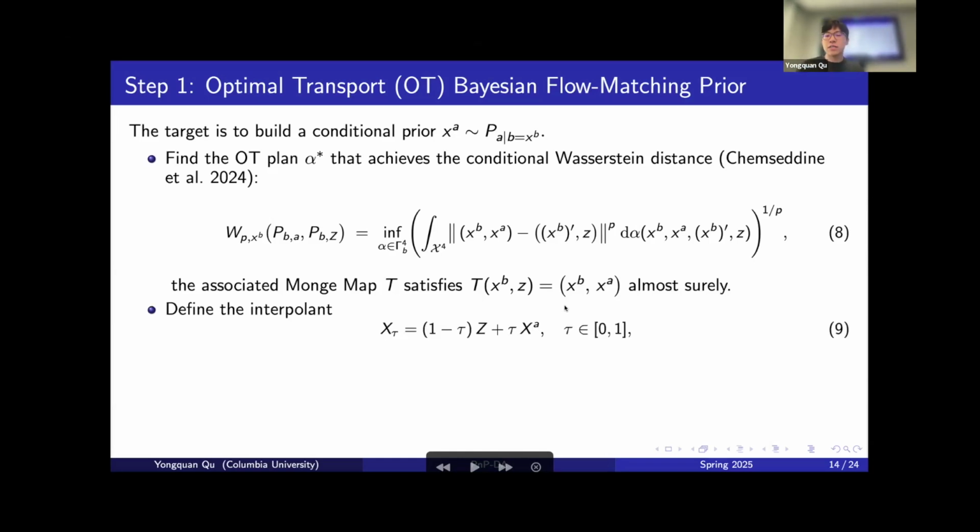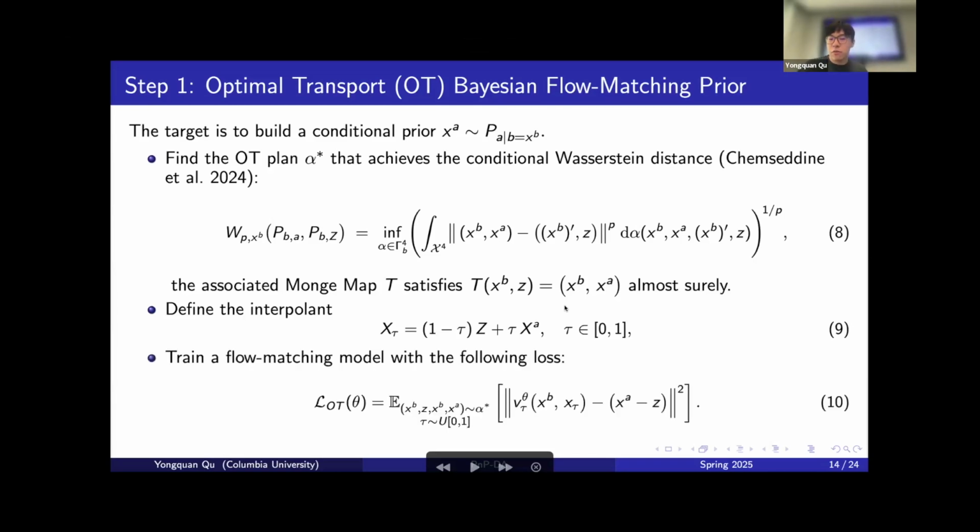Then we define the interpolant of this flow matching, which is a straight line flow. That is why we prefer this flow matching over diffusion, because in diffusion you mostly don't have straight line flow, which makes the whole thing more involved. Then we train a flow matching model with the following loss. So this is the velocity field parameterized by a neural network.